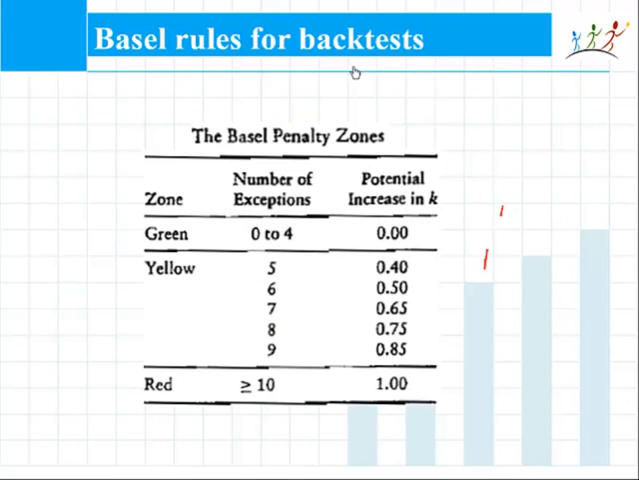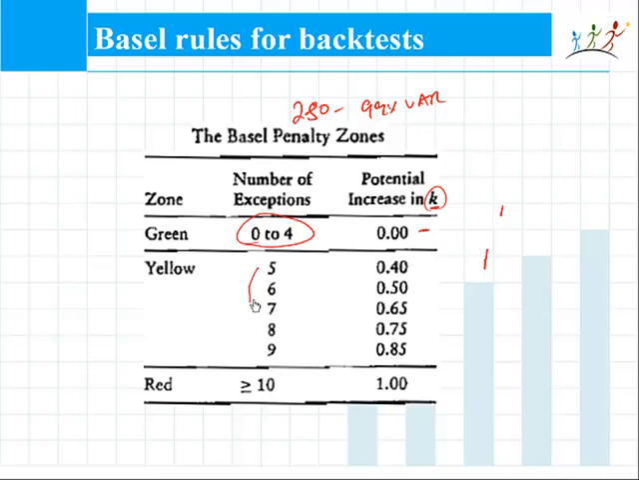So Basel says that in a 250-day 99% VAR backtesting, if you see 0 to 4 exceptions, that means your model is pretty much correct, and there will be no potential increase in K. So K is a risk factor that Basel brings in. We will study it in more detail when we study Basel rules. For now, just note that they don't increase the risk factor. So 0 to 4 means the model is correct.